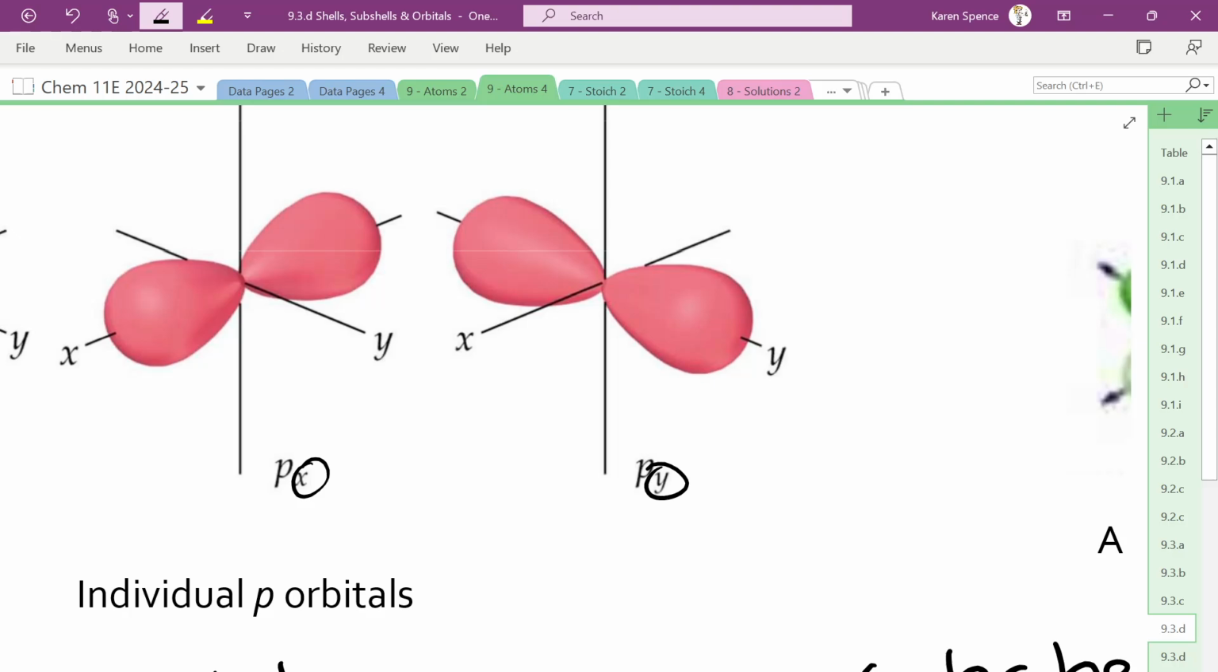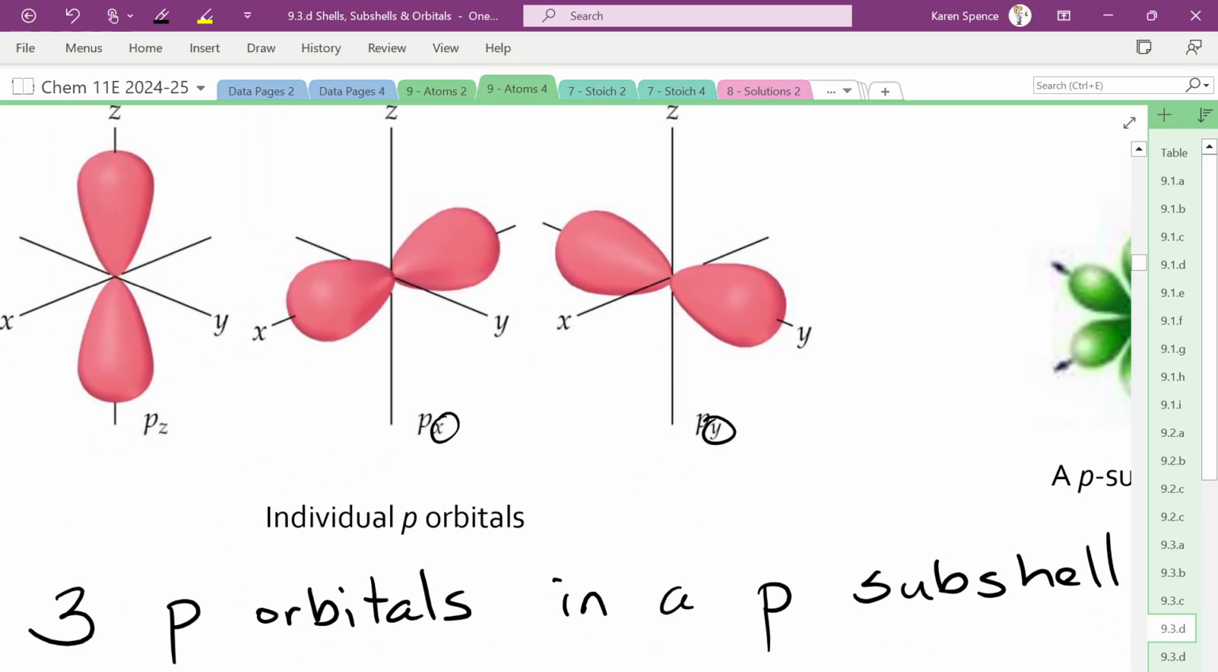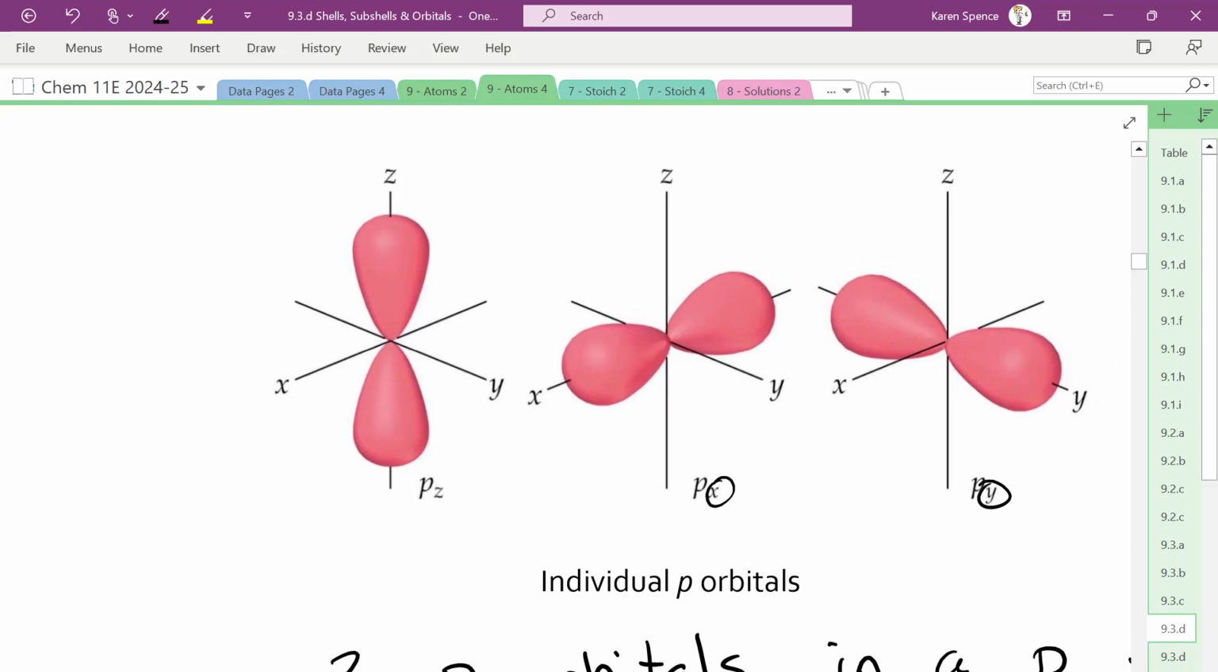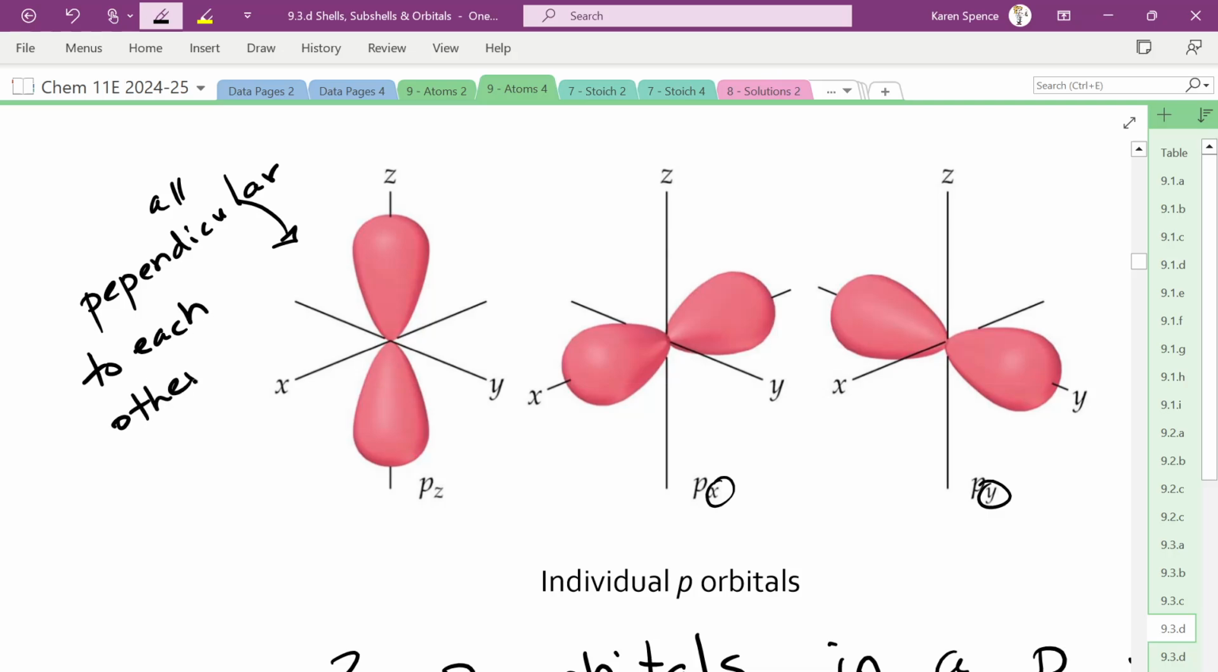So we have a px, we have a py. Everyone show me px and py. Px and py. Which direction is pz going to go? So they are all perpendicular to each other. They're all at what degrees? 90 degrees. So the 3 p orbitals, they're all perpendicular to each other.